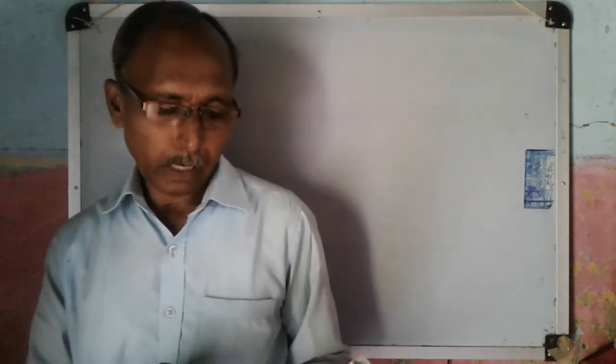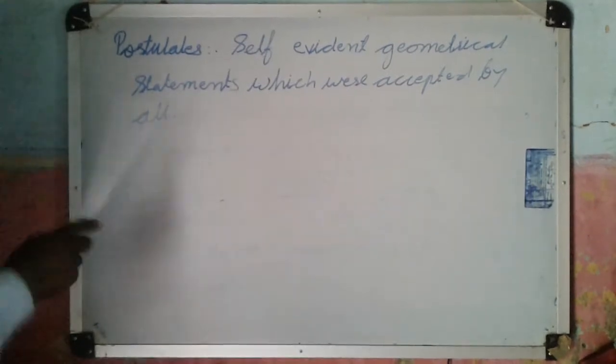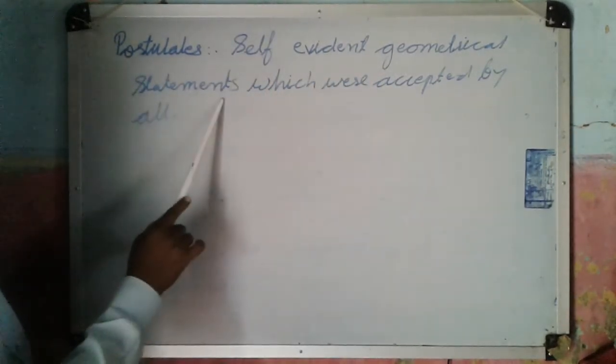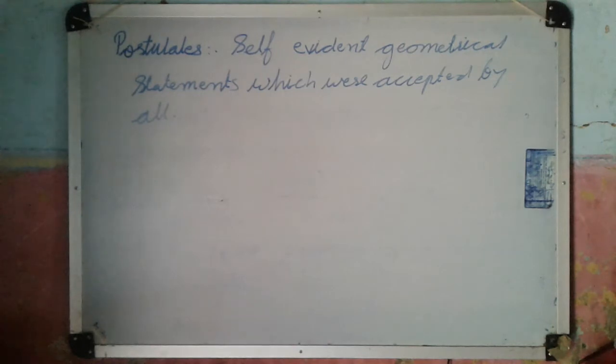So there are many postulates. We will study them one by one. Postulates mean self-evident geometrical statements which were accepted by all. Now we will see some postulates here. Postulate 1: There are infinite lines passing through a point. In your textbook, page number 9, some postulates are given. Among those, the first is, there are infinite lines passing through a point.